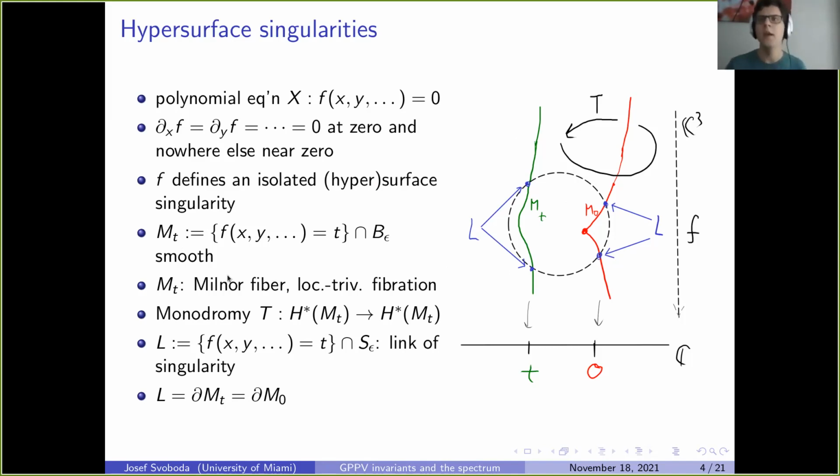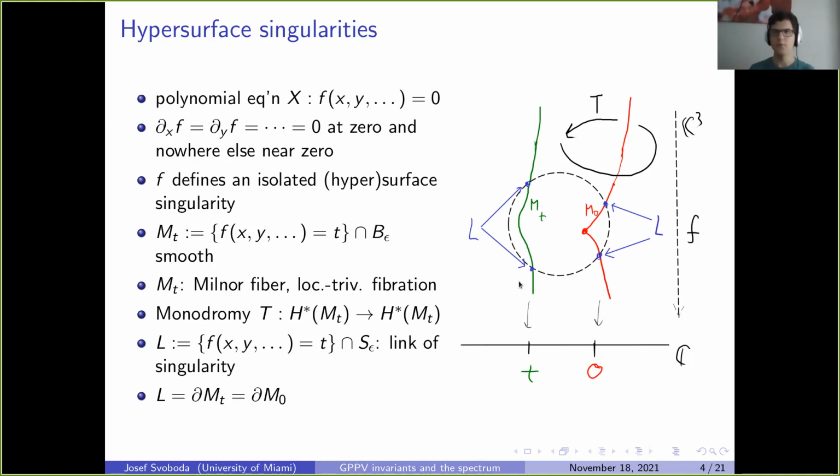And what is nice about it? So first of all, it is a smooth manifold with boundary. So we can use the usual differential geometry machinery. And second, it actually forms a nice fibration over the complex numbers without zero, because you can always identify the fibers which are close to each other, so you get locally a trivial fibration. So this is a fibration of manifolds with boundary.